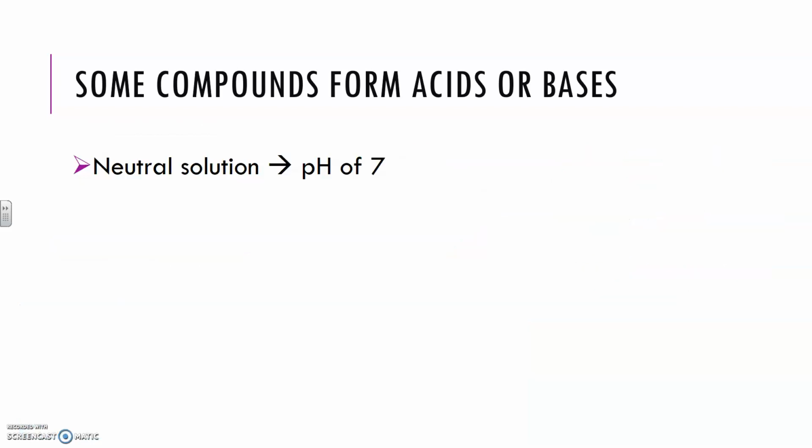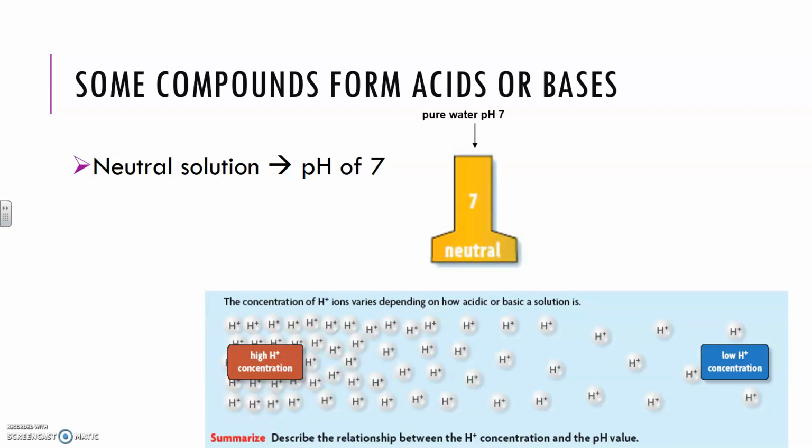Alright, so then 7 is kind of the break point between the two. So pH scale goes from 0 to 14. So 7 is right in the middle there. That is what's known as a neutral solution. So pure water is actually at a pH of 7. Okay, so this diagram here is showing you the concentration of hydrogen ions. So you have a high concentration when your pH is low, and then a low concentration when your pH is high. And then right in the middle, you've got your pH 7, which is neutral.